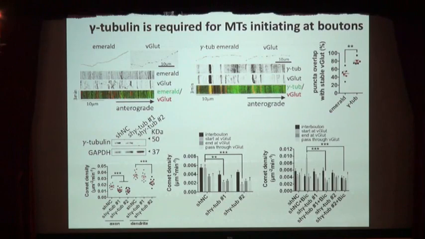And when we knock down gamma tubulin for 4 days, at a level that did not affect comet density by itself, I find a significant inhibition of the increase in the comets starting at V-glut upon bicuculline-induced acute synaptic activation. So altogether, these data strongly suggest that the dynamic microtubules initiating at boutons are a result of de novo microtubule nucleation, and that presynaptic boutons are hotspots for gamma tubulin dependent microtubule nucleation in axons.